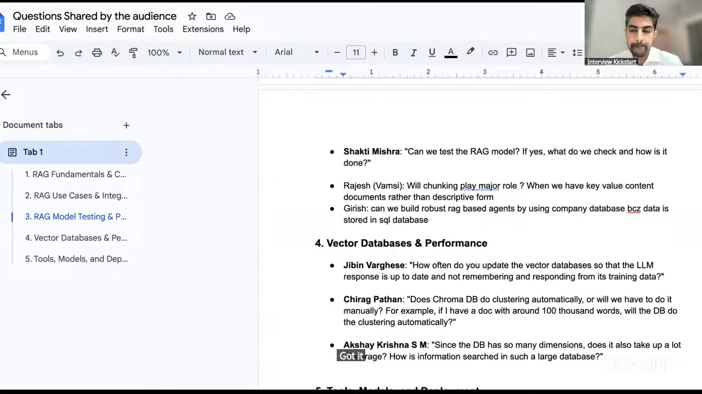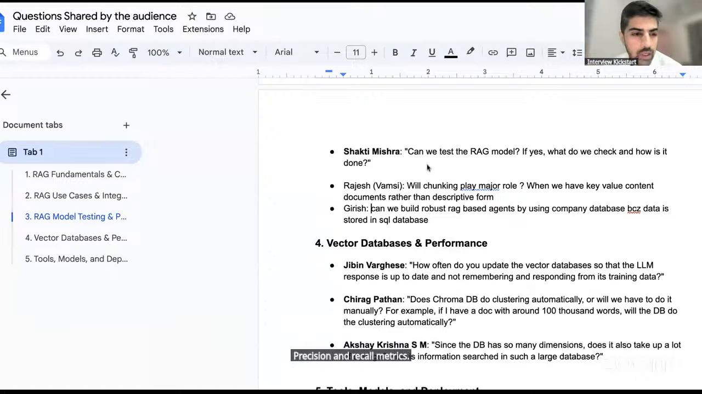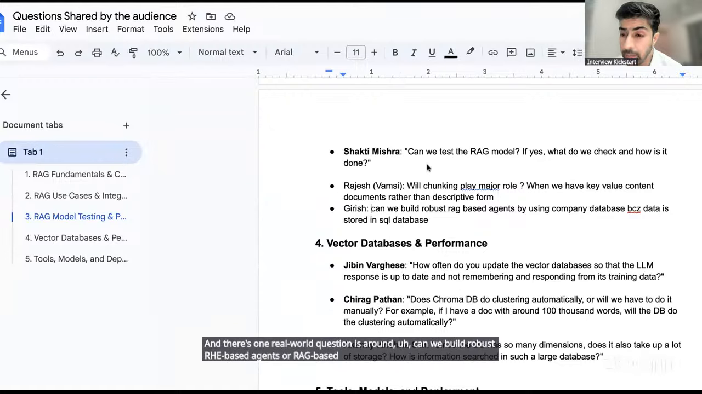Got it. So it's an iterative exercise, but yes, chunking strategy does play a role in retrieval accuracy and precision and recall metrics. I think there's one real world question around whether we can build robust RAG-based agents by using a company database, because data is stored in a SQL database, from Girish.